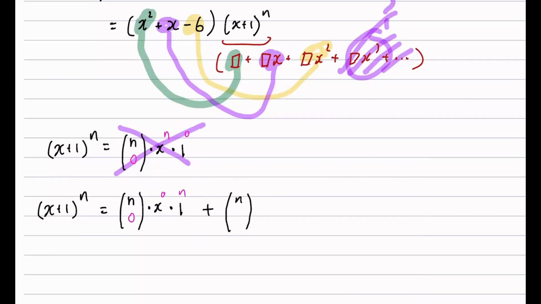Choose 1 times x power 1 times 1 power n minus 1. Very good, n minus 1. But of course, since the question is being kind to you here, they put a 1 as the base. 1 power anything is 1. So times 1, you can just throw away.